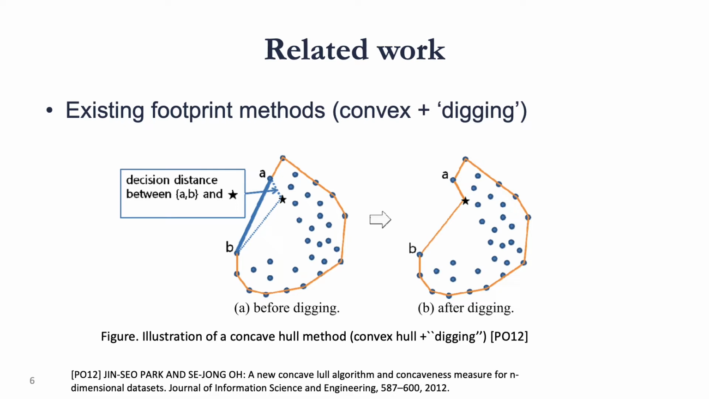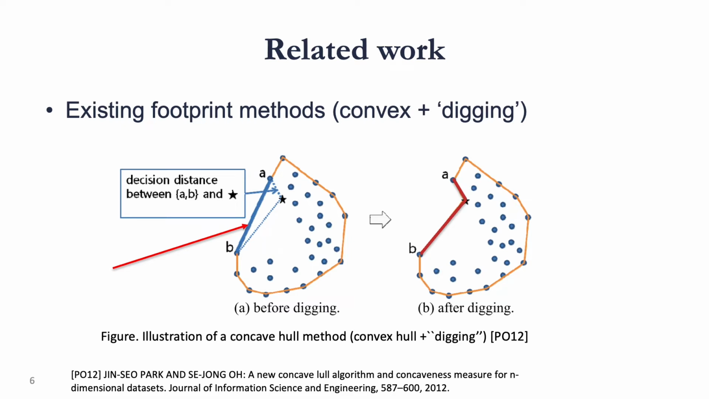One of the most popular methods is to construct a convex hull and then use a digging method to make the boundary fit the data better. For example, here they find the largest boundary edge of the convex hull and then remove it to get another two edges as the new boundary. The only parameter here is when to stop this process.